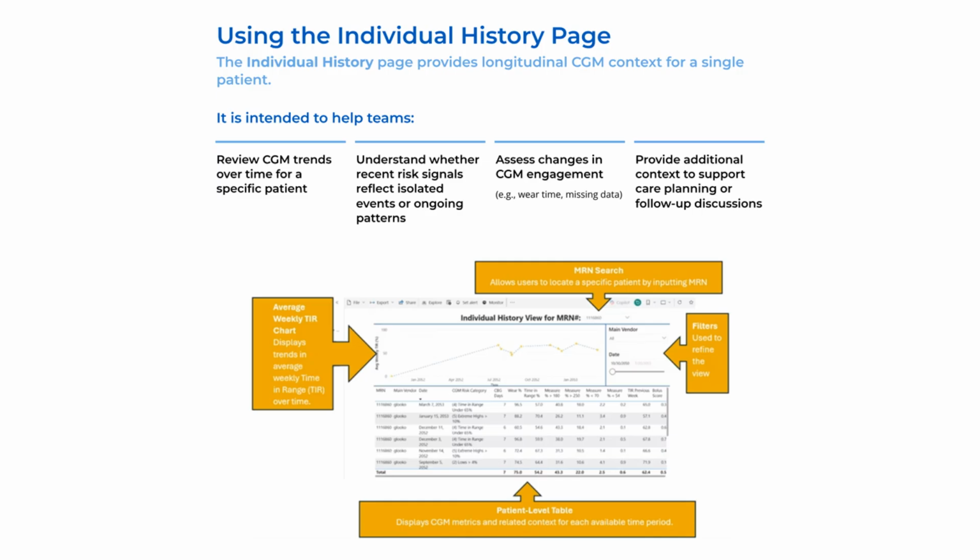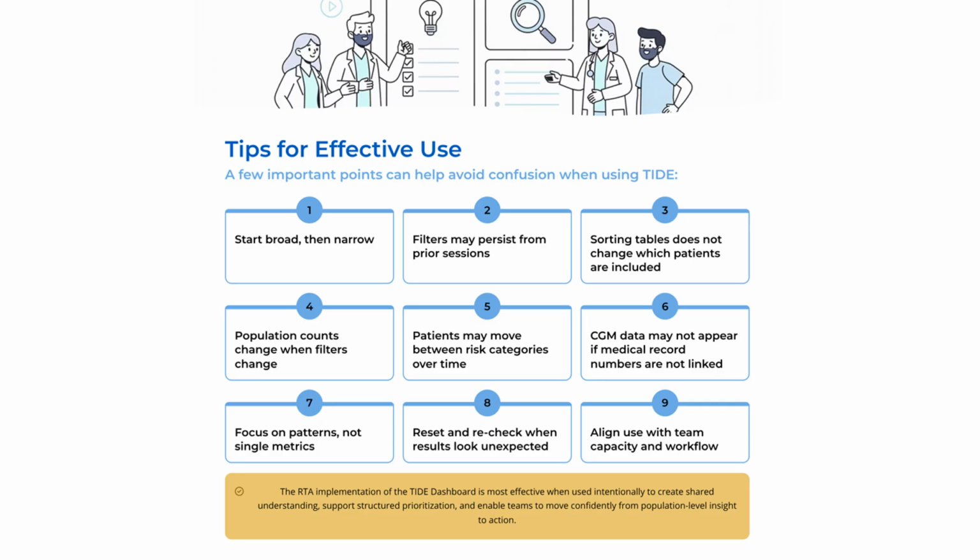The individual history page allows teams to review CGM trends over time for a specific patient. It helps determine whether recent risk signals reflect isolated events or ongoing patterns, and whether CGM engagement has changed.